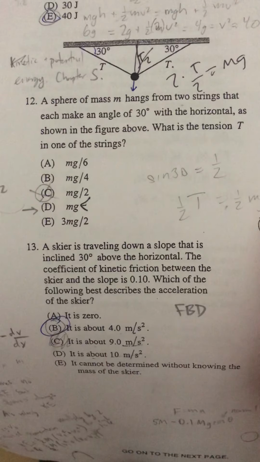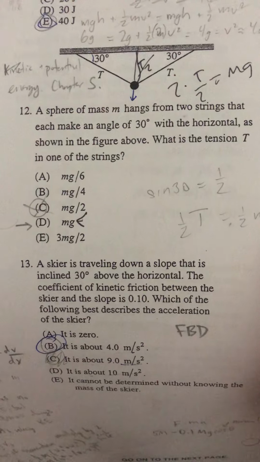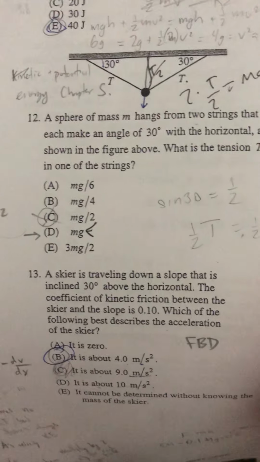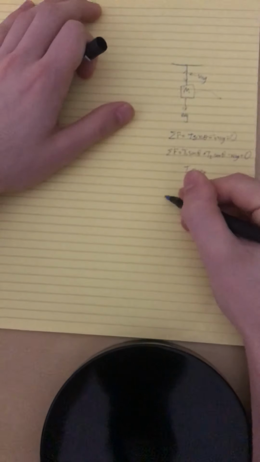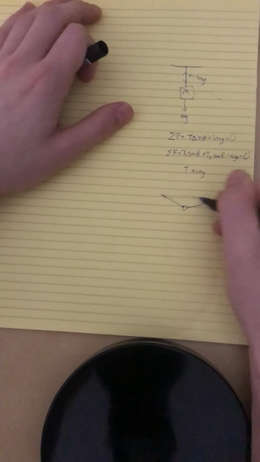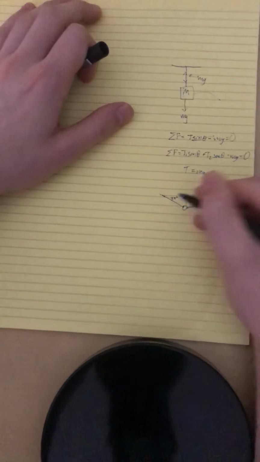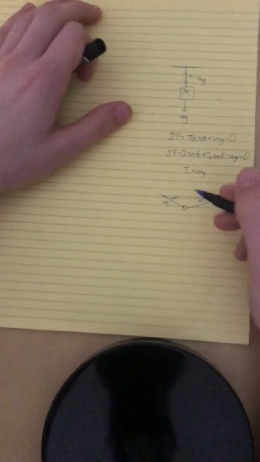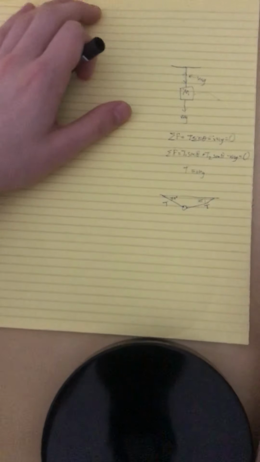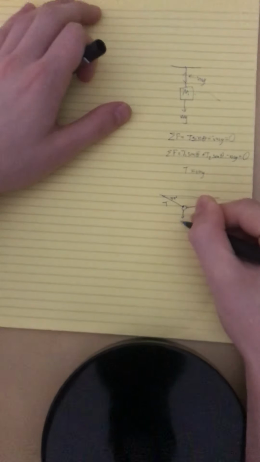A sphere of mass m hangs from two strings that each make an angle of 30 degrees with the horizontal as shown in the figure above. What is the tension of one of the strings? So we'll draw a little diagram right here, ball like this, both angles 30, 30. So we have T, those tensions are going to be the same angle, same length, and then this is mg.